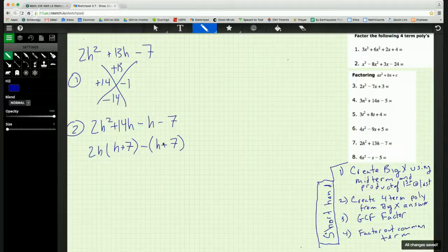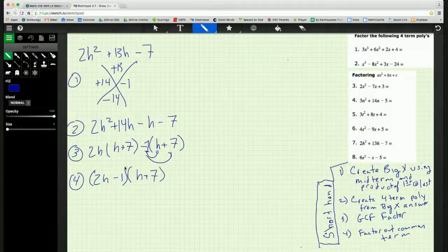If this is hard for you, this double negative turning into a positive, just make sure that you multiply back, and you're going to get negative h minus 7. A lot of mistakes are made right here. And then step 4 says, well, 2h minus 1, because this is really a minus 1, times h plus 7. Good.